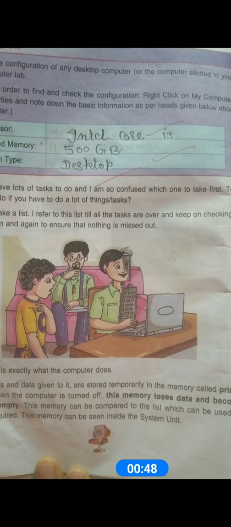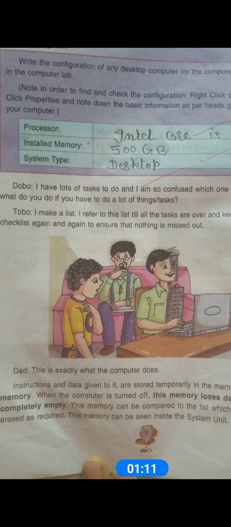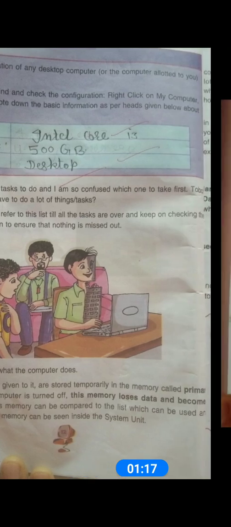Okay, dear students, this is the process to check the configuration of any system. Not only on the computer lab, but if you have a computer at your home, then in this way you can check the configuration of the system. Firstly, right click on My Computer, then click on Properties, and after that the configuration is shown to you. Note down the basic information as per the heads given below.